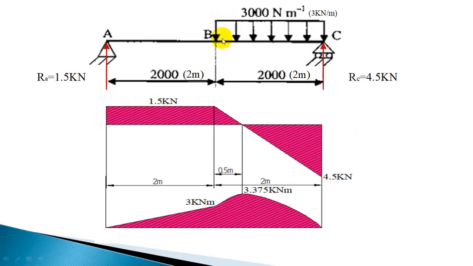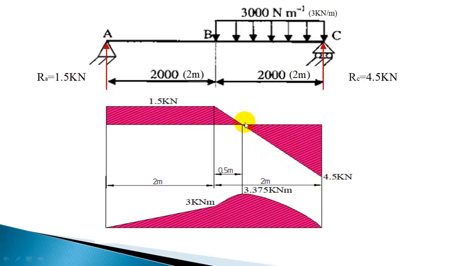Here, immediately right of B, it is going to be 1.5 kilonewton because there is only one force. And here, immediately left of C, 1.5 minus this total UDL, that is 1.5 minus 6, you will get minus 4.5. So in this section it is varying from 1.5 to minus 4.5. So for this section it is constant 1.5, and for this section it is varying from 1.5 to minus 4.5. So this is the shear force diagram.